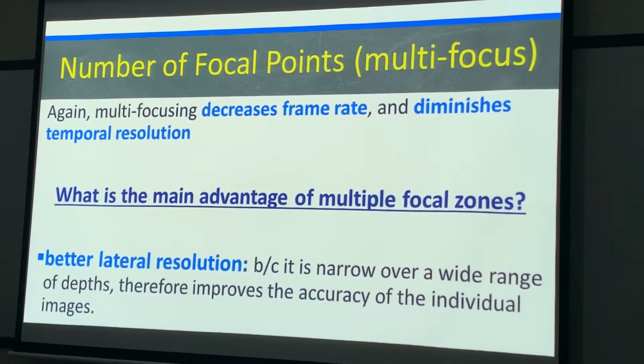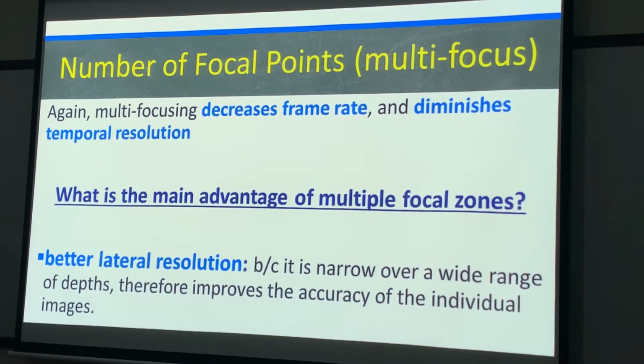Okay. So again, multifocusing decreases frame rate, right? It's going to take more time. It decreases frame rate, meaning that we're not able to acquire as many images per second because of that fact. And it's going to diminish temporal resolution. But we're going to have better lateral resolution because of it. What is the main advantage of multiple focal zones?